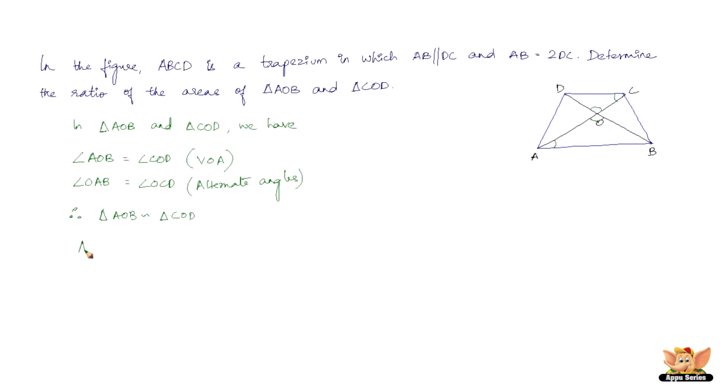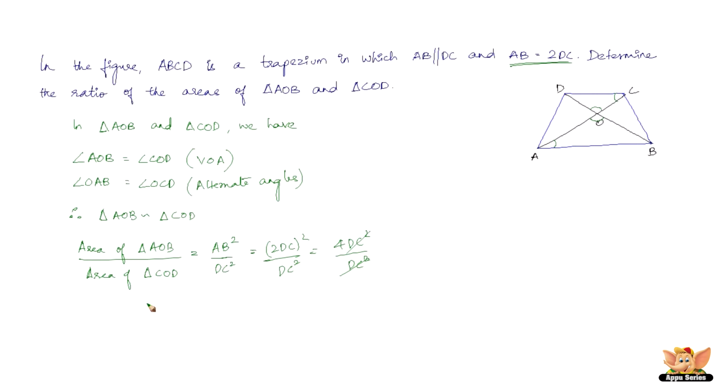So now we can say that area of triangle AOB by area of triangle COD equals AB square by DC square. Why are we taking those particular sides? Because those are the sides that are involved, AB and DC. Also given is AB is 2 times DC, very clearly given. So let's write here (2DC) the whole square by DC square. Now this is going to become 4DC square by DC square, and DC square gets cancelled.